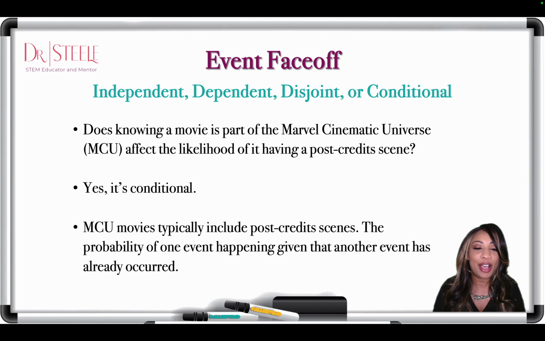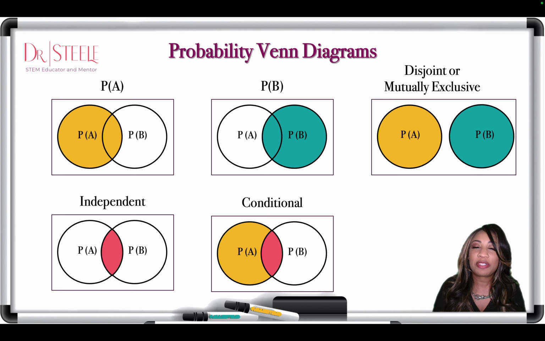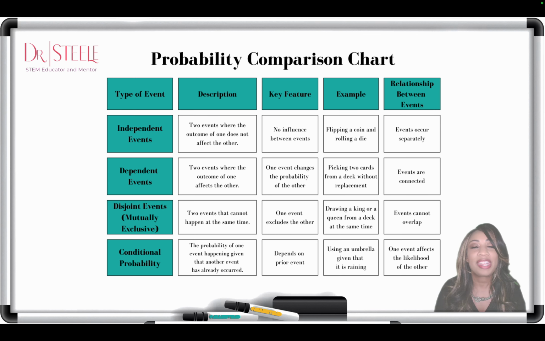All right. So I said I was going to give you some things to download. And so one of those will be a nice little page, or you can take a screenshot, whatever floats your boat. And here is a nice probability comparison chart with all of the events we talked about, with a description, some key features, and an example. So again, feel free to screenshot it or to download it and print it out.